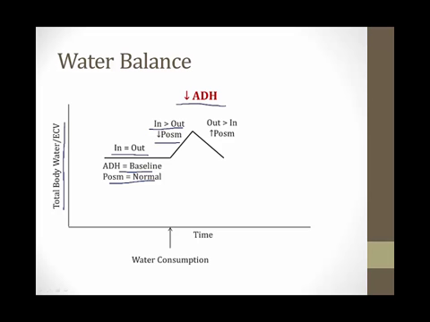This will lead to more water being excreted by the kidneys so that the amount of water going out is now greater than the amount coming in, and this will raise the plasma osmolality back up to a normal level. This will then restore water balance so that we come back to a point where ins are equal to out, our ADH level goes back down to baseline, and our plasma osmolality becomes normal.